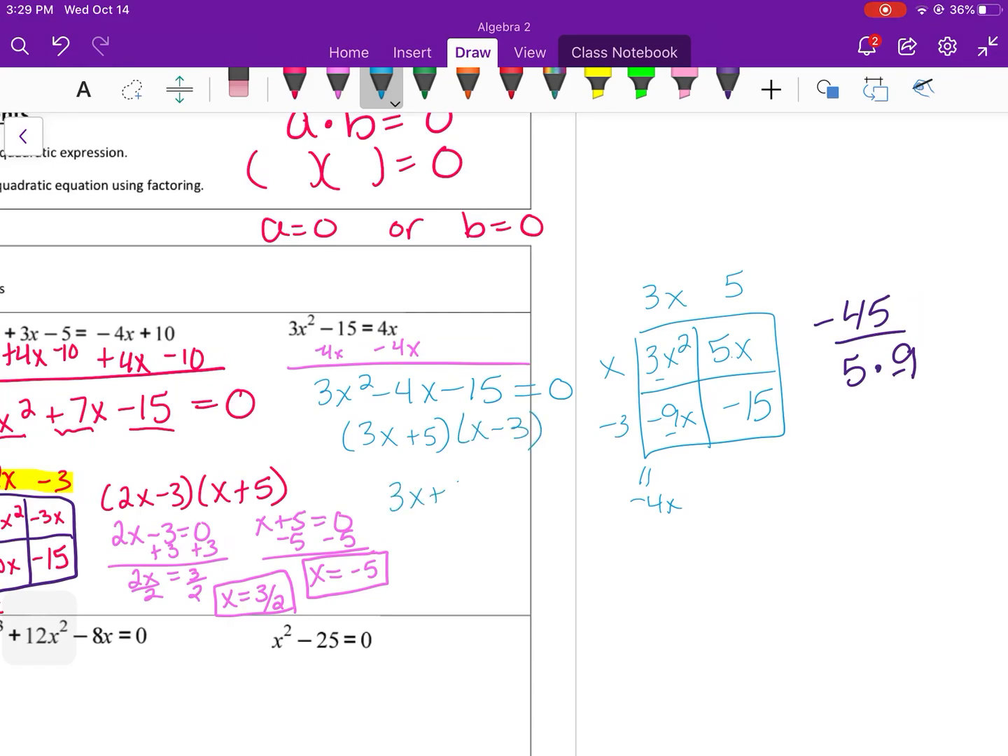Set each of those equal to 0 and solve for x. So start on the left side by subtracting 5 from both sides. 3x equals negative 5. Divide by 3 and x equals negative 5/3. And then on the right, solve for x by adding 3 to both sides, and x equals 3.